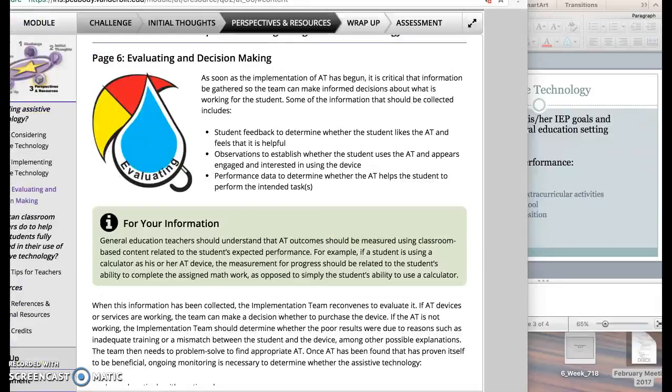It's really important that once you have that team, you actually do get back together and evaluate and make decisions based on the student feedback, the observations, and the performance data that you've gained with that student using the assistive technology.